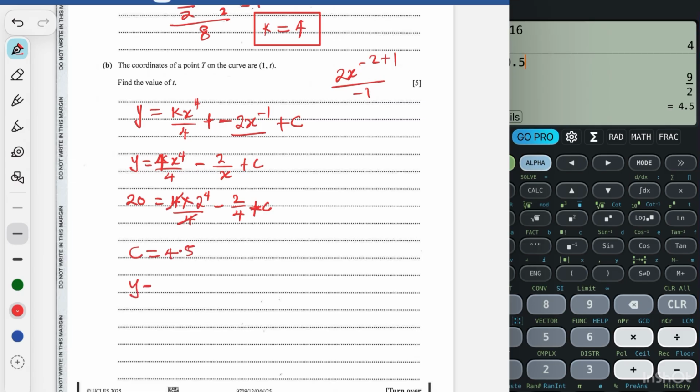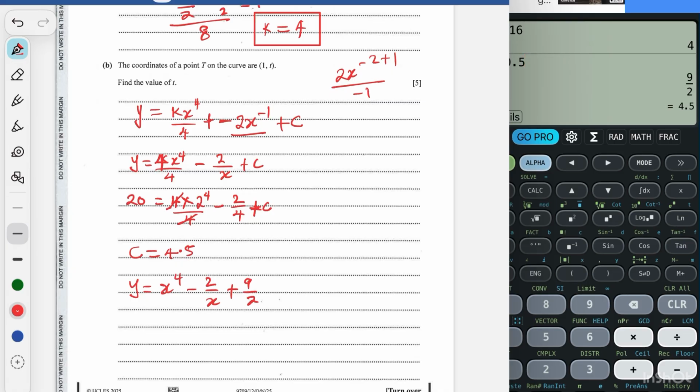So my y is equal to 4k is 4. So 4x4 over 4, I will just cancel that. So 4 divided by 4 is that. So that will be x. So this cancels. So x to the power of 4 minus 2 over x plus 9 over 2.